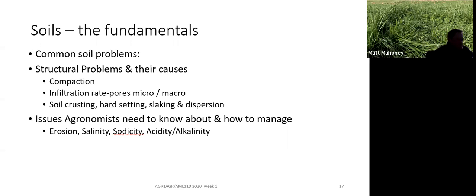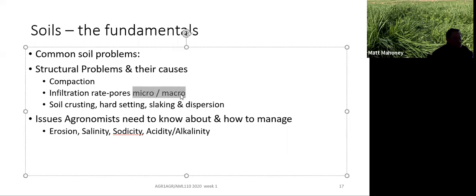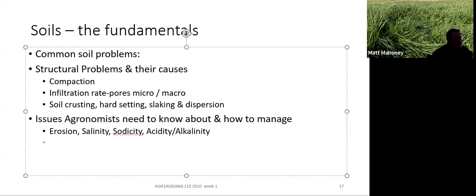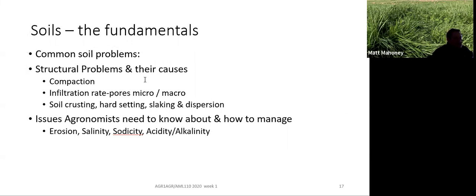The others are macropores, so from organisms, so worms and ants and plant roots. They can help with our macropores and help combat some of this stuff. So we want to try and improve the infiltration rate, and these micropores and macropores are what we want. They really affect the infiltration rate of moisture into our soils.